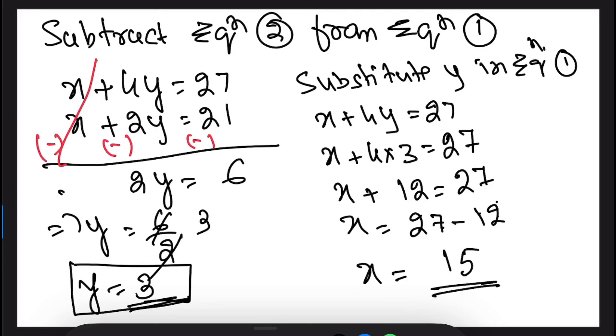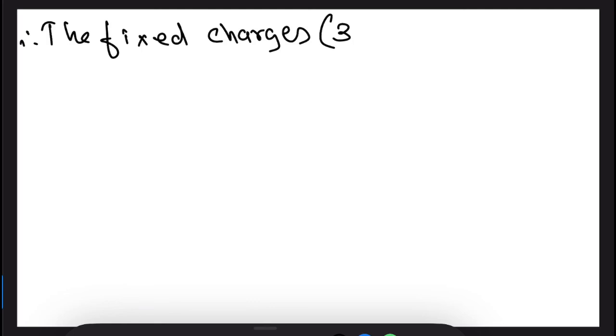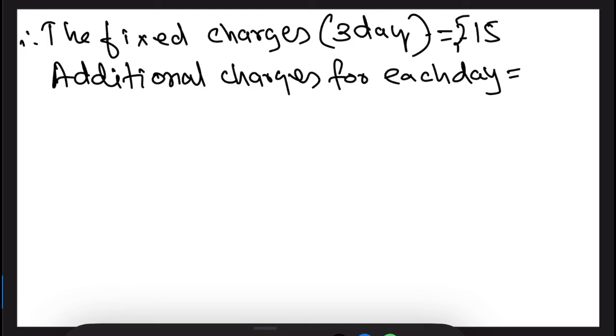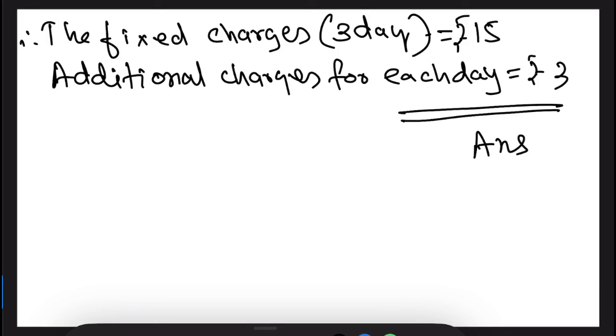Now what will we do, we will write this. Therefore the fixed charges for 3 days equals to x. The value of x is 15 rupees, rupees 15. And additional charges for each day, that is y equals to rupees 3. This is our answer.